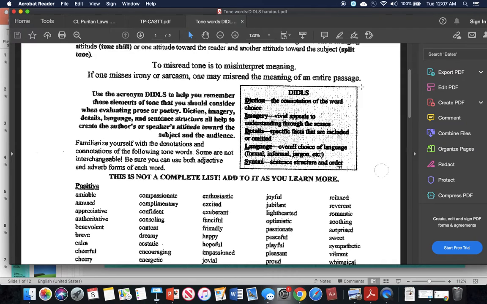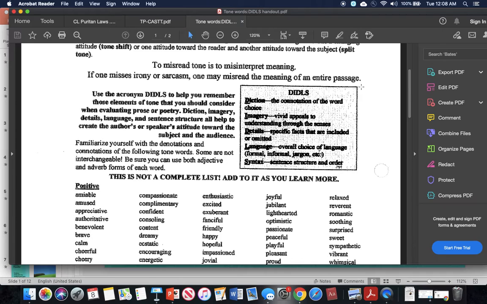So really important to look at that, and DIDLS helps us to remember the things that we're going to look at to help us think about tone. We've got diction, right, as we've been talking about the connotation of a word choice. Imagery, so some kind of appeals to the senses come up, and again, those involve connotation as well. Details, like specific facts that are included or omitted.